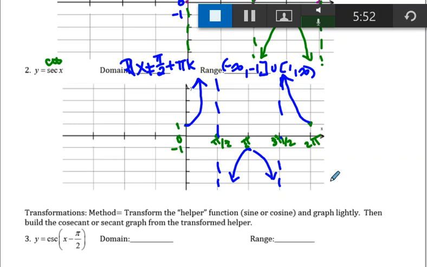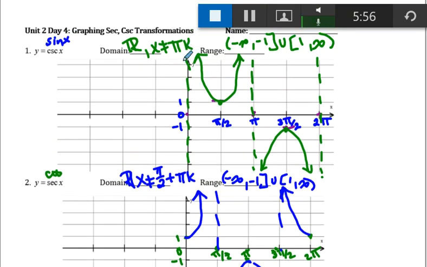So does the secant have a 2? Yeah. The first one's at 0, and then every time I add pi to that, I get another one. So this one's 0 plus pi k. Sorry, the cosecant is 0 plus pi k, and then the secant is pi plus pi k.